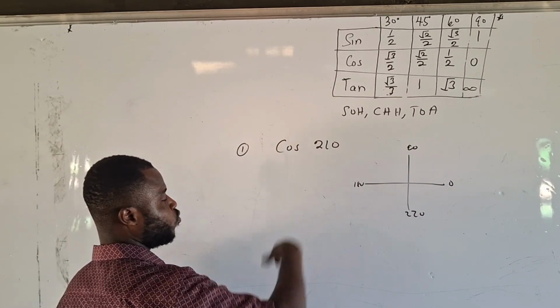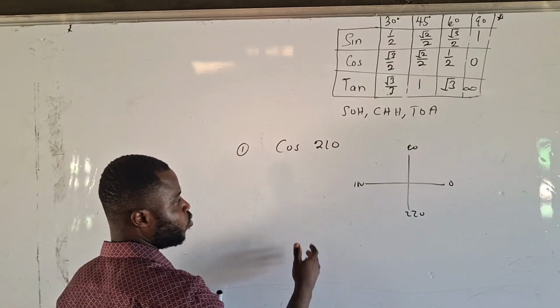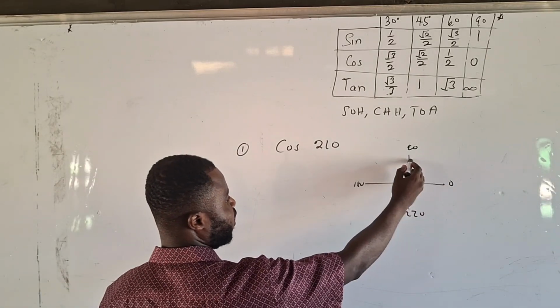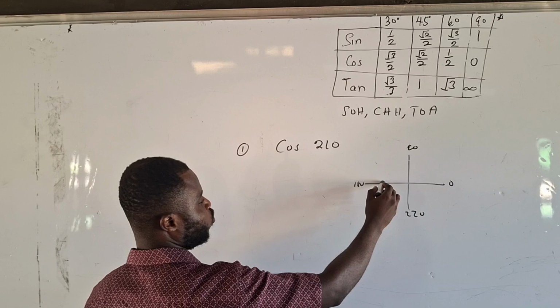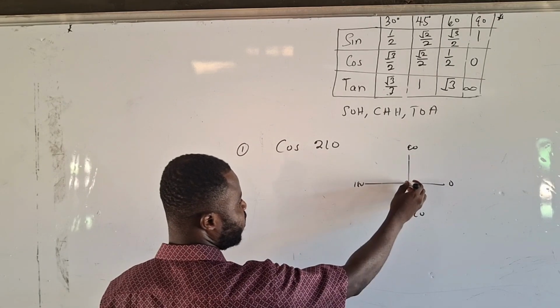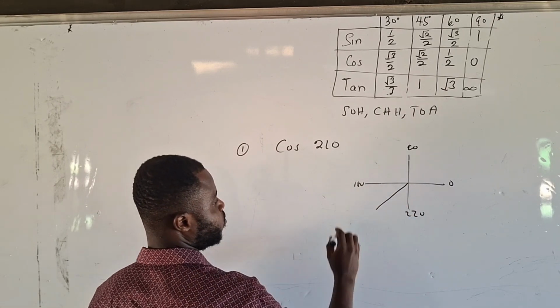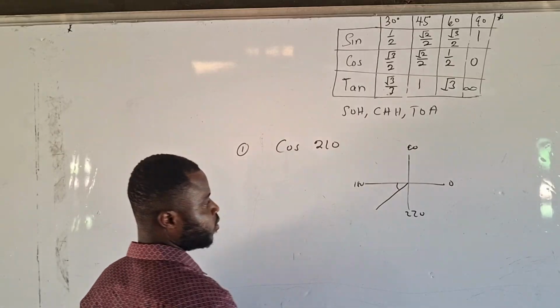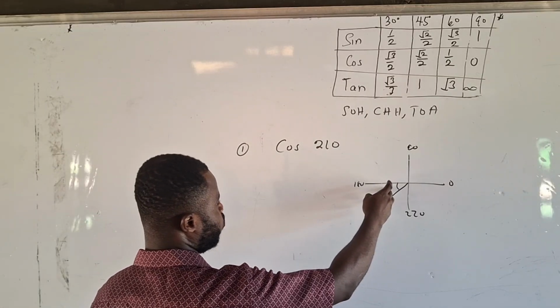So you can just draw to know. It will fall within the fourth quadrant. This is 90, then here is 180. So cos 210 will fall within this quadrant, so the angle it forms here. So how do you find cos 210?